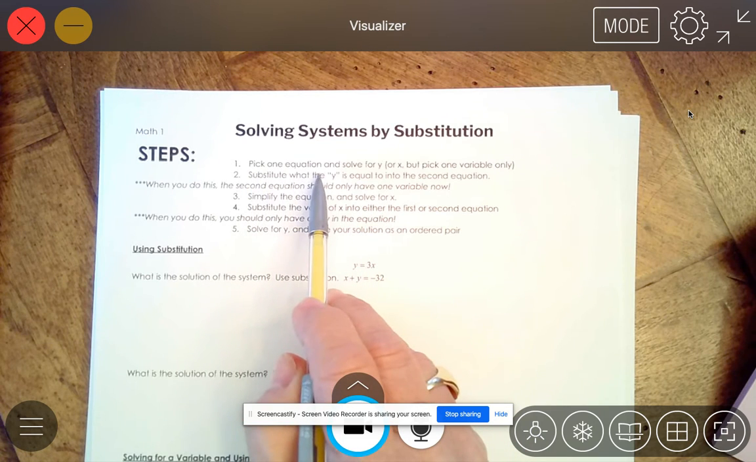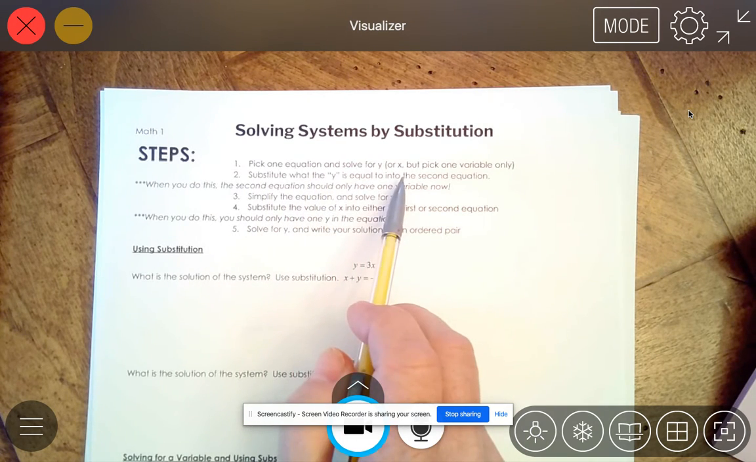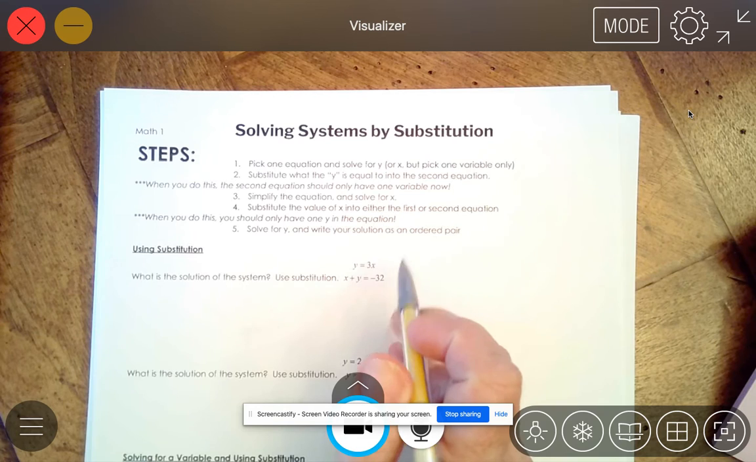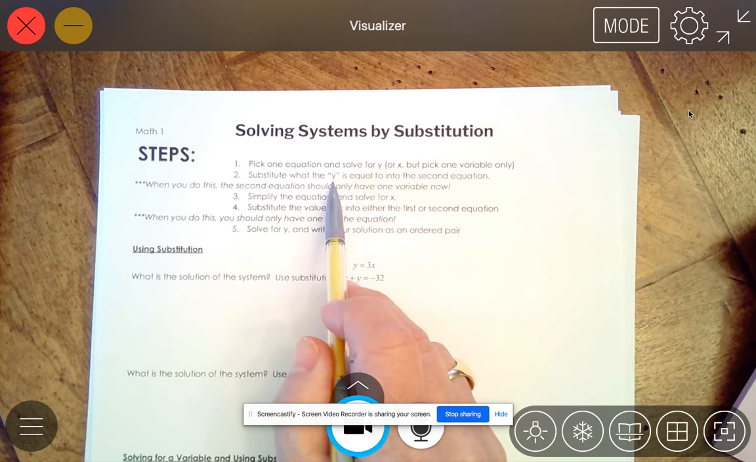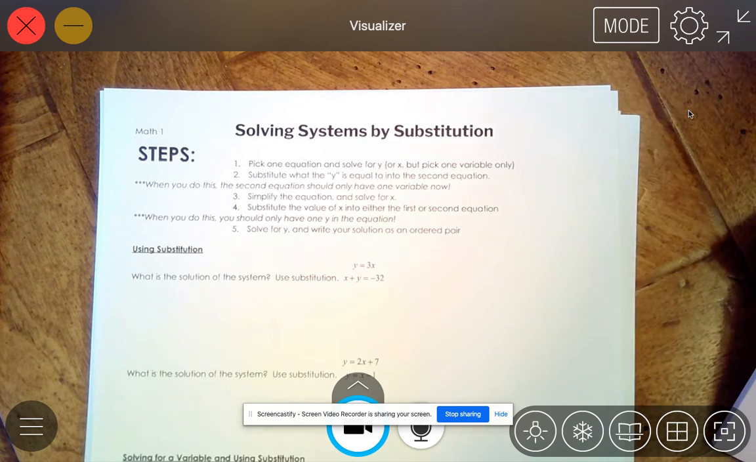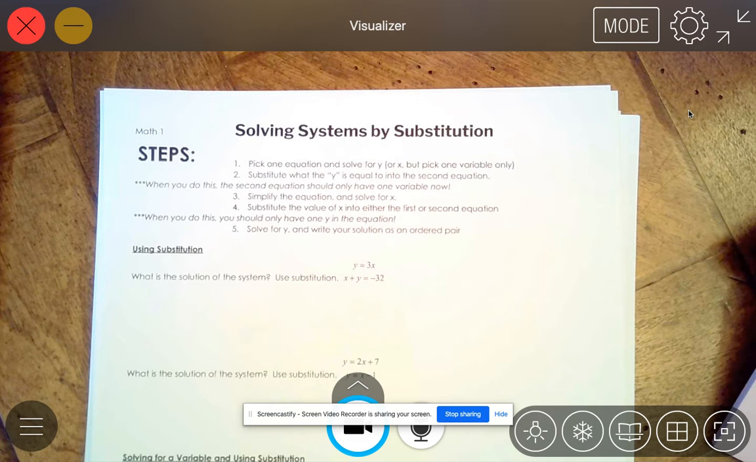You're going to pick one of the equations and solve it for y or x. It doesn't matter which one, but you just need to pick one variable. Substitute that value for y into the other equation. When you do this, the second equation now should only have one variable. Then simplify the equation, substitute the value of x into the first or second equation, solve for y, and write out your solution as an ordered pair.